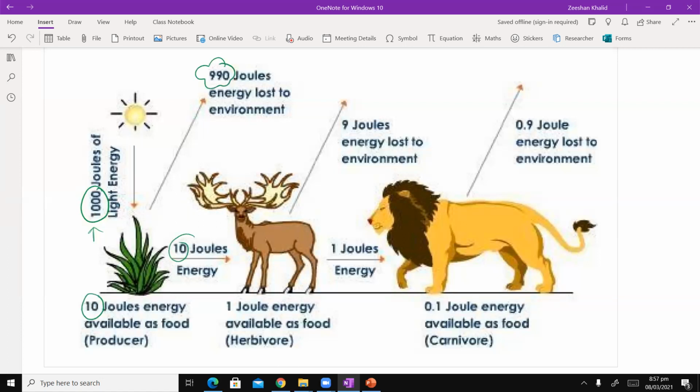990 joules of energy is lost to the environment. What happens in the plant that causes this energy to be lost and not to be transferred? We will look at this, and then look at the deer.